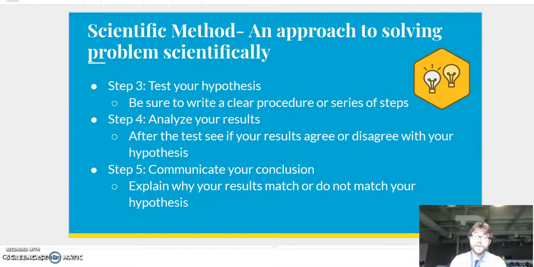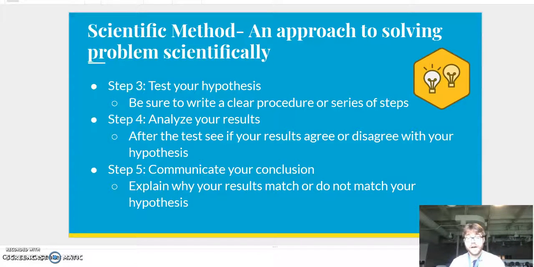Step 5, communicate your conclusion. Explain why your results don't match. Explain why your results do match. This is a great place to talk about what went wrong in the experiment, a great place to talk about what went right, why don't your numbers match, why do they match. This is where you're communicating your conclusion, you're communicating your results. Those are our 5 steps.